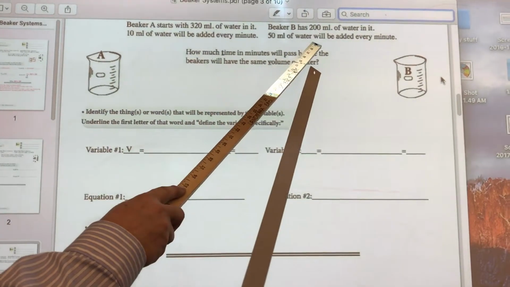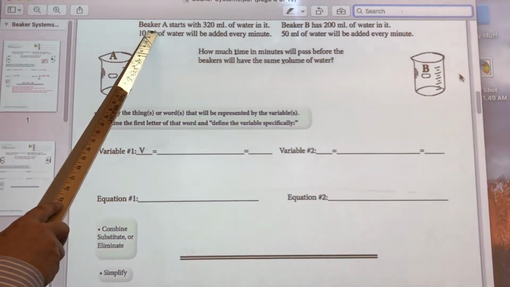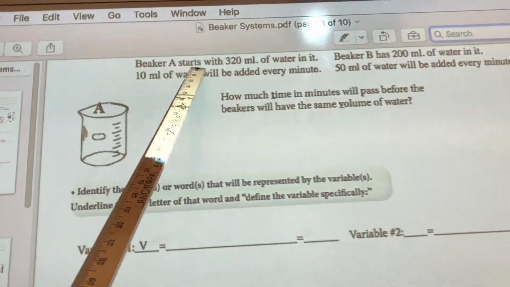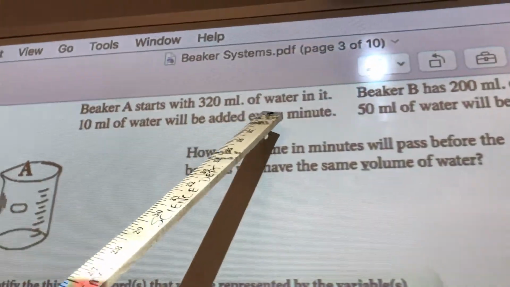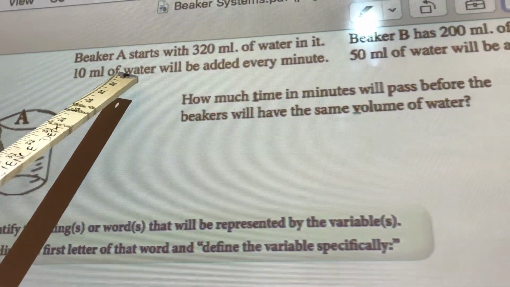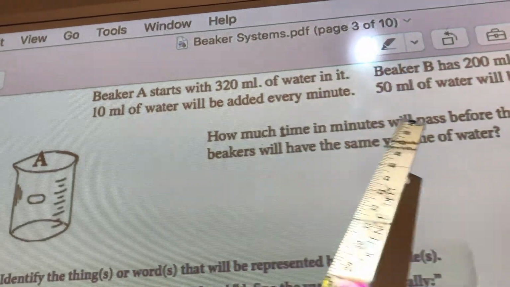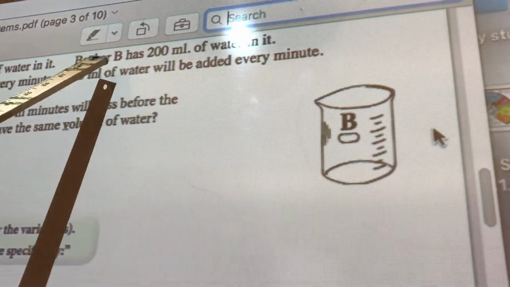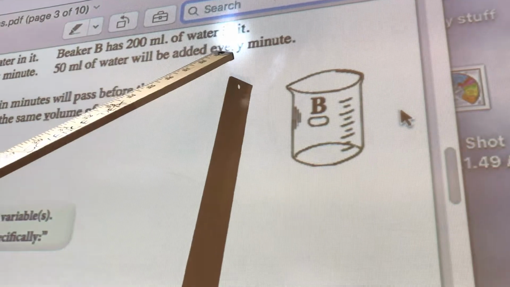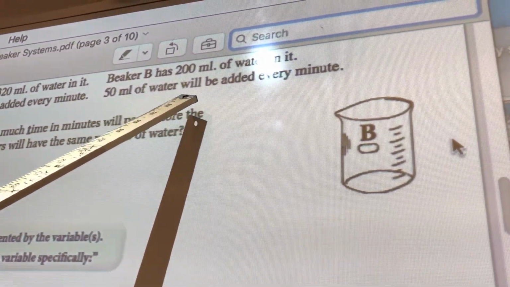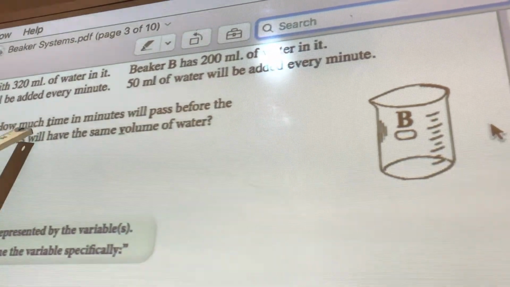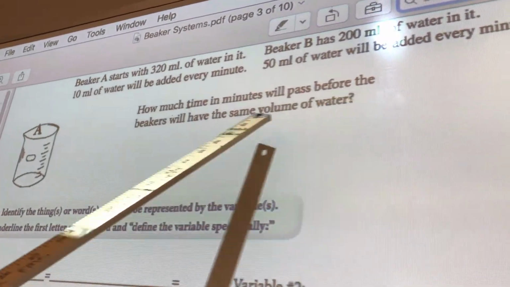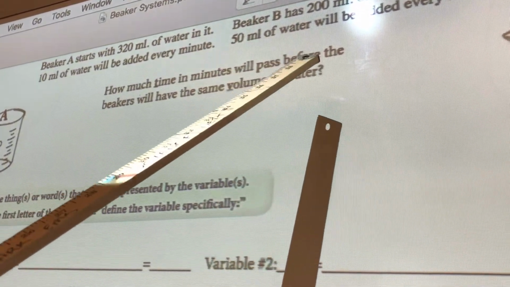Okay, we've got a systems of equations word problem. Here's the first equation. Beaker A starts with 320 milliliters of water in it. 10 milliliters of water will be added every minute. In another beaker, Beaker B, it's got 200 milliliters of water in it, and 50 milliliters of water will be added every minute. How much time in minutes will pass before the beakers will have the same volume of water?